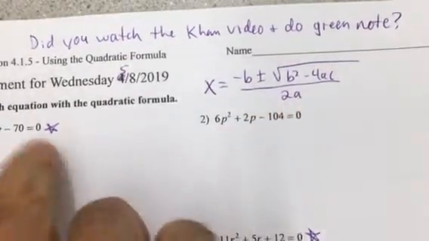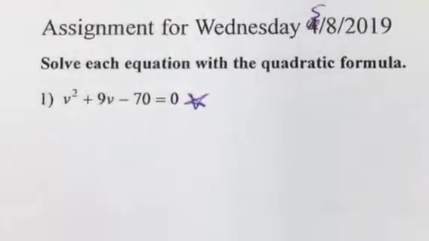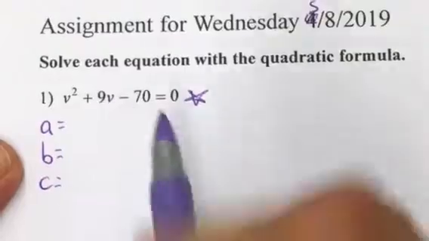I've got on my page, I'm going to do number one. So let's do number one together. In order to do this, I need to know a, b, and c. I got a 1, a 9, and a negative 70. 1, 9, and negative 70.